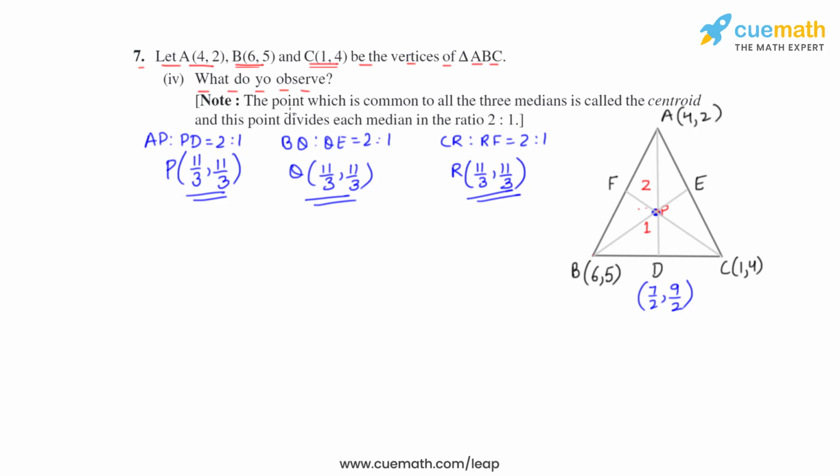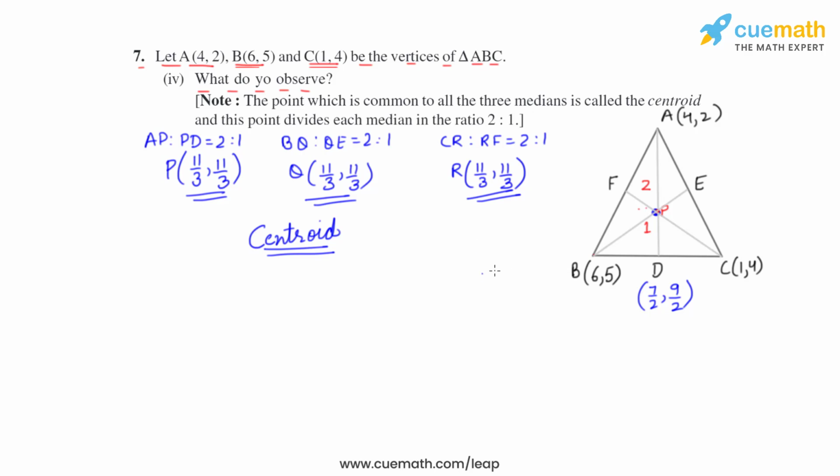And this point, as they have given in the note, the point which is common to all the three medians is called the centroid, and this point divides each median in ratio 2:1. So let's say this point is P or Q or R, whatever it may be. So this is the centroid. So this is called the centroid of the triangle.